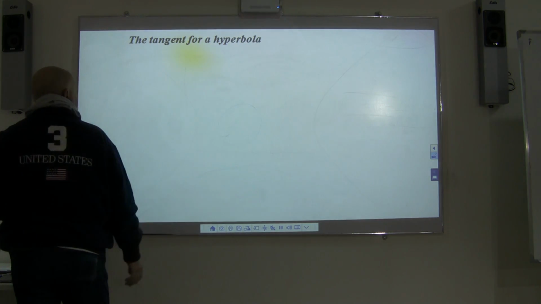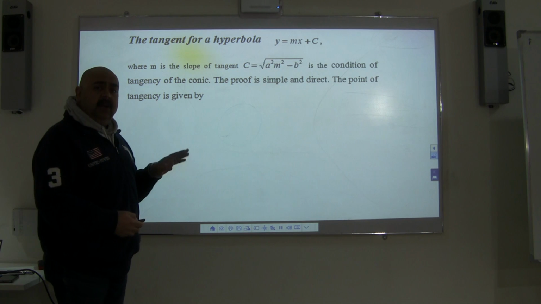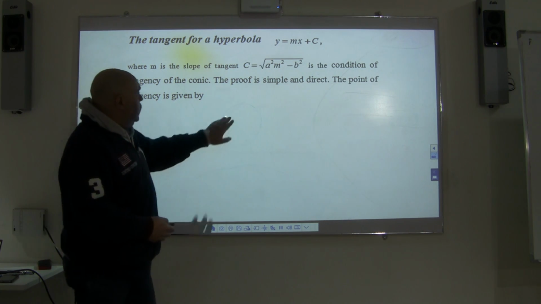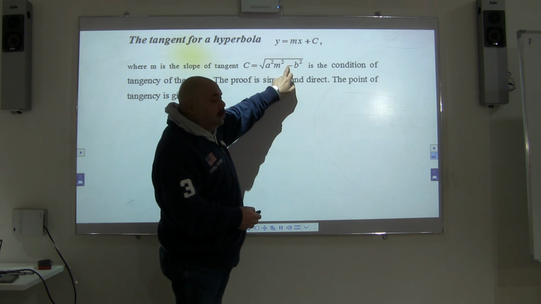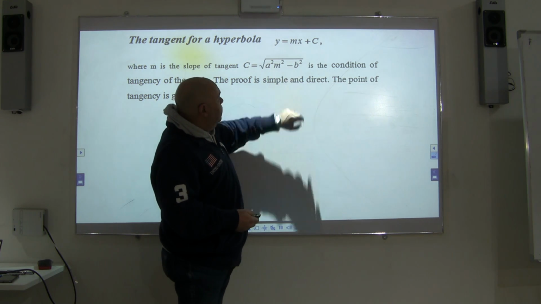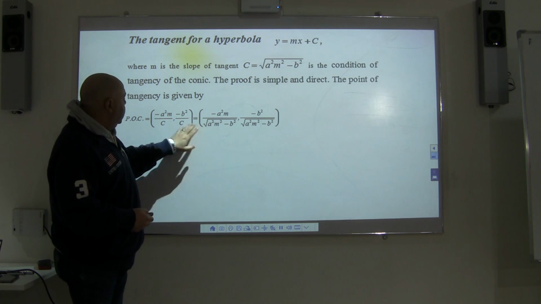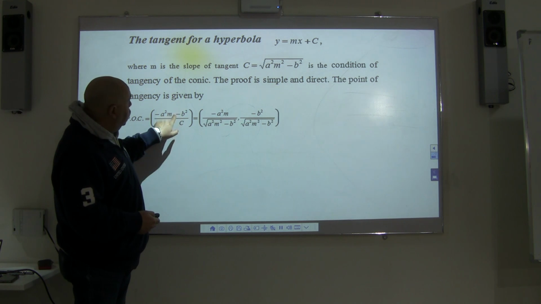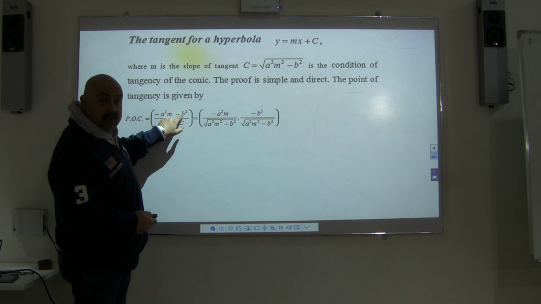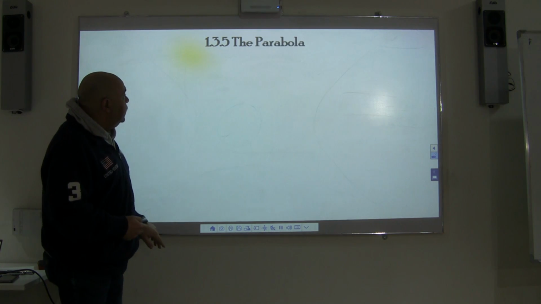Okay, a tangent of a hyperbola, as I told you previously, is going to be almost the same condition. C squared equals a squared m squared, but instead of plus b squared in the case of the ellipse, it's going to be minus b squared. Also, the points of contact are going to be the same, negative b squared m over c, but in the hyperbola, it will be negative b squared over c. Remember, in the ellipse, it was a positive b squared over c. So, this is the equation of the tangent.